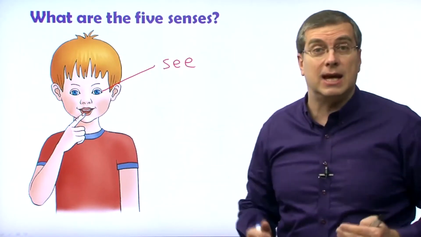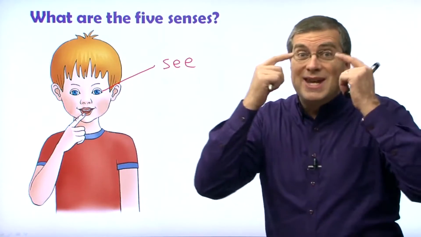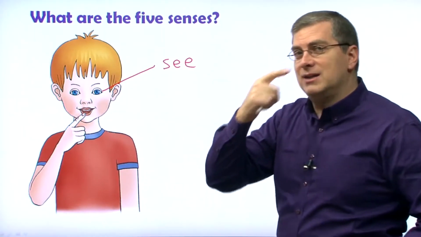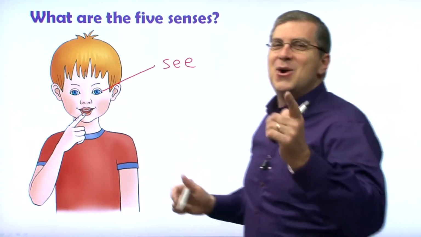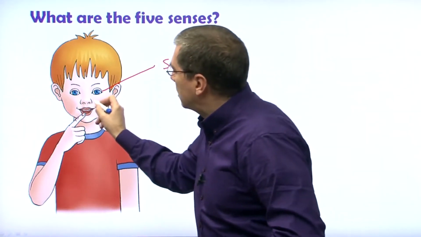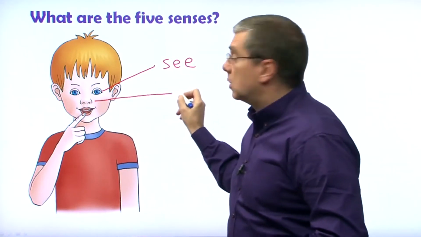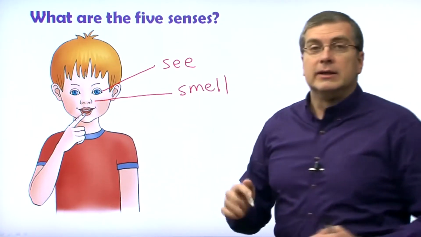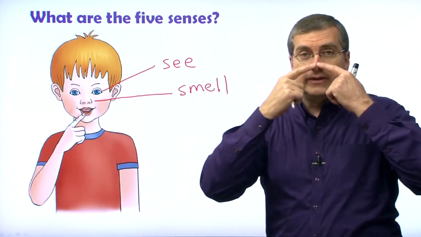We can see things. What about between the eyes? We've got this right here. Mine is a big one. It's a nose. So the nose here, what do we do with the nose? We smell. So eyes see, nose smell.